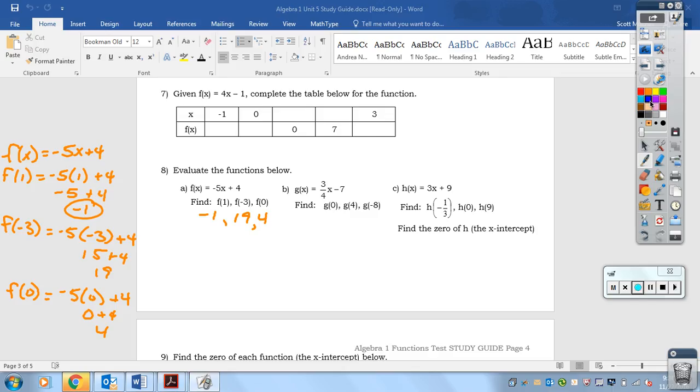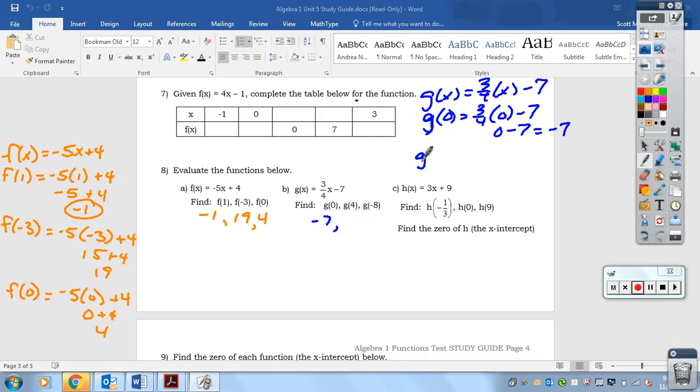For B, it's now g of x equals 3/4 x minus 7. So g of 0 first. 3/4 times 0 minus 7 is 0 minus 7, or negative 7. G of 4 is 3/4 times 4 minus 7. Well, 3/4 times 4, okay, I should have a calculator for this, but if you're not sure, it's 3 minus 7, which is keep, change, negative 4.